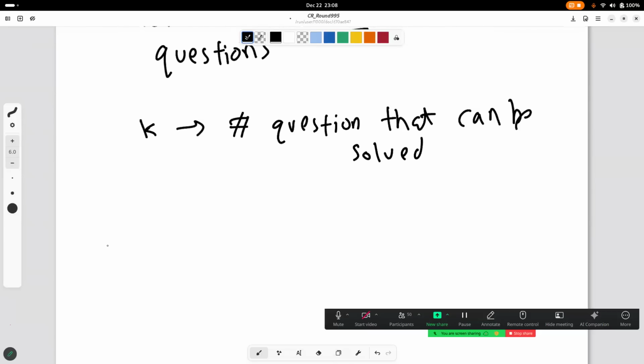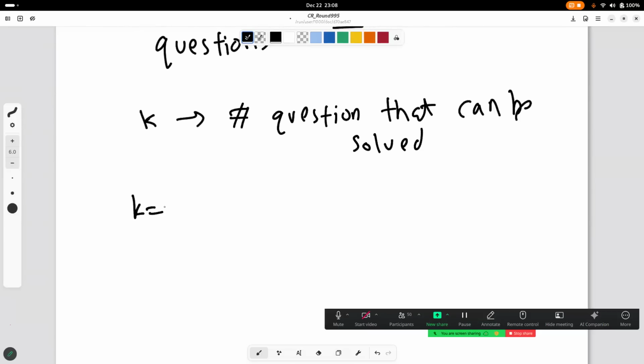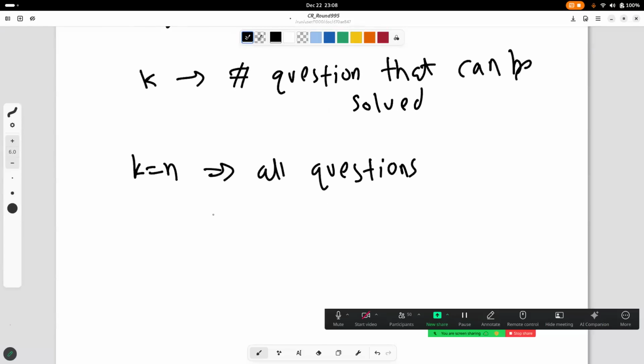Now there are 3 conditions. One is that k equal to n, so you can solve all questions. If you can solve all questions, then basically that would imply that you could solve all the lists.